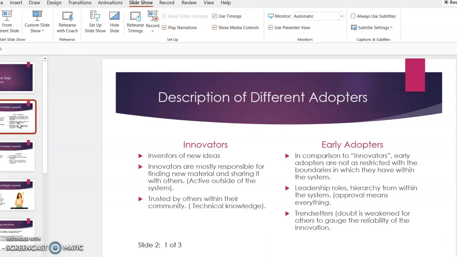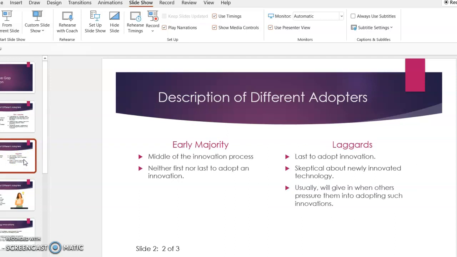So they're trendsetters. There's no doubt about it. They're just trendsetters. They're the ones who are going to make the final decision on whether or not that particular technology is going to be used.